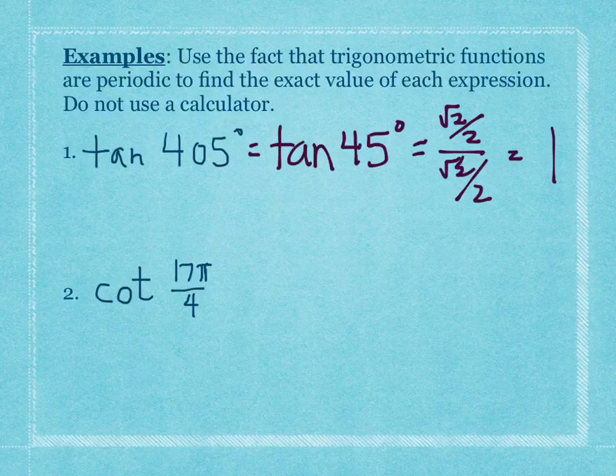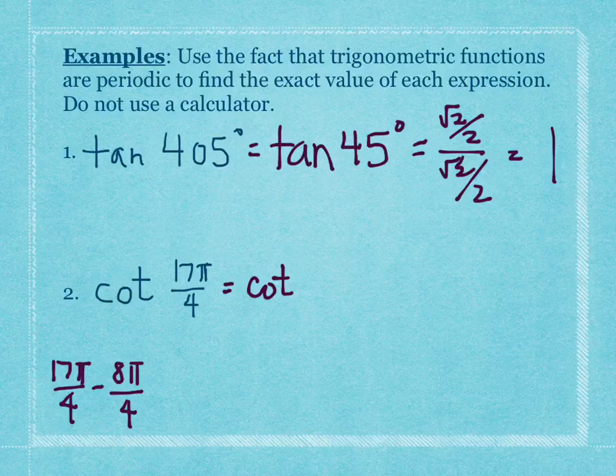So I have 17 pi over 4, and 17 fourths is more than 2. This is bigger than 2 pi. So just like the 405 was bigger than 360, this is bigger than 2 pi, which means I can subtract 2 pi from it. So I've got 17 pi over 4, and I want to subtract 2 pi. Well, 2 pi in terms of fourths would be 8 pi over 4. Everybody with me on that? Okay? So what is 17 pi over 4 minus 8 pi over 4?